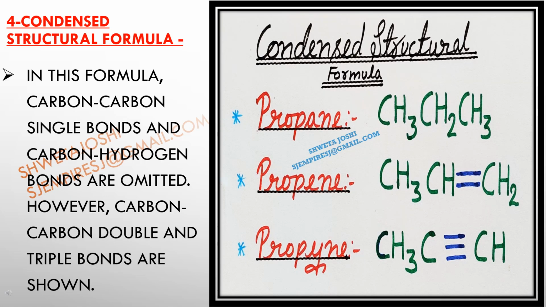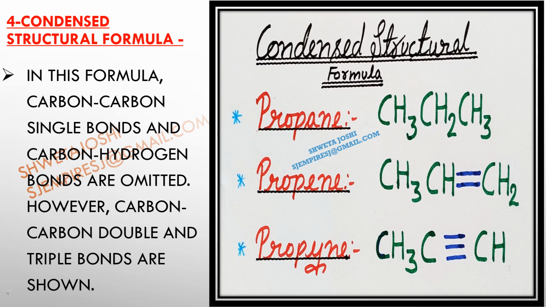Our fourth formula is condensed structural formula. In this case, carbon-carbon single bonds and carbon-hydrogen bonds are not shown in the formula, whereas carbon-carbon double bonds and triple bonds are shown. As we can see in our first example, propane, since there are only single bonds between carbon atoms, we are not going to show those bonds in this case.